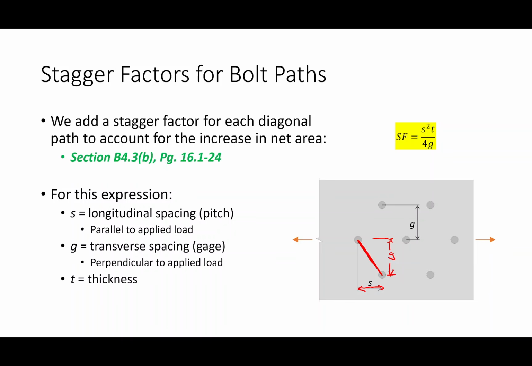If you think about this from a units perspective, S squared over 4G is going to have units of inches. But you still need to multiply it by the thickness to get an area. Remember, we're adding and subtracting areas. So I'm throwing the thickness in there because you're going to have to throw that in there anyways.